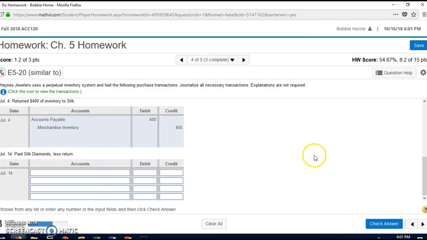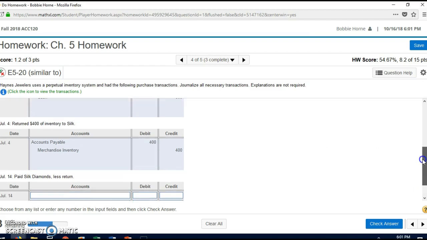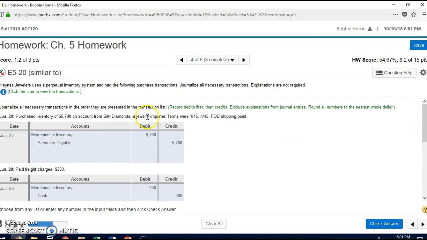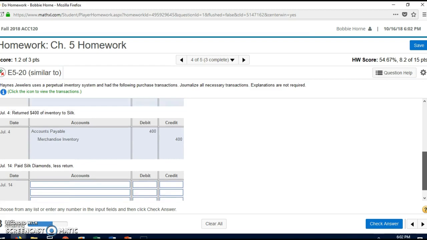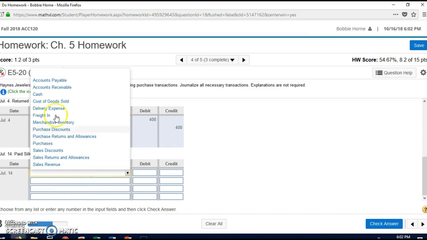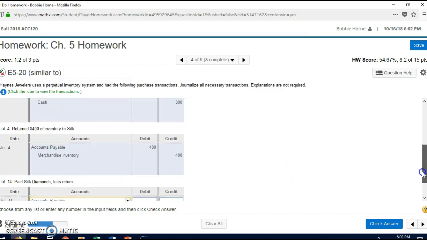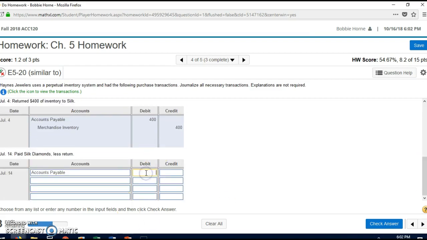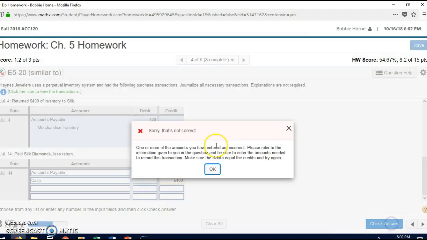Then we paid Silk Diamonds less the return on July the 14th. To get the discount, we would have had to pay within 15 days. So that would be, we did not get the discount. So first of all, we're going to debit accounts payable for $5,700 minus the $300, so $5,400, and credit cash for $5,400.